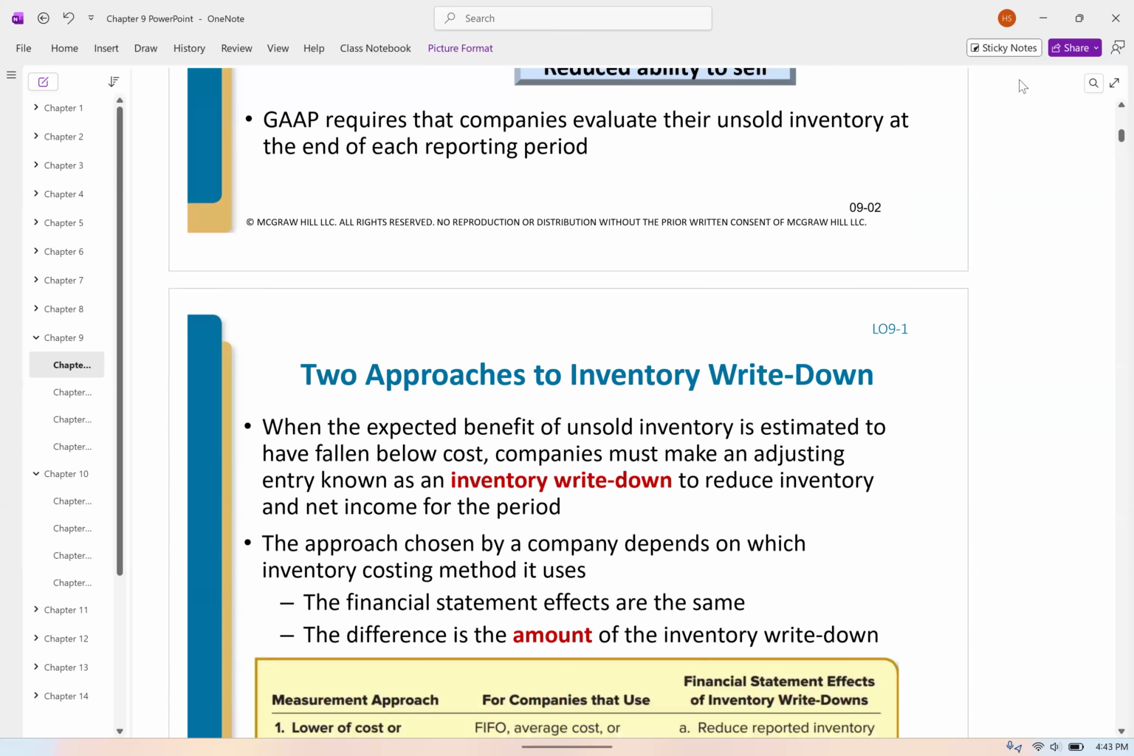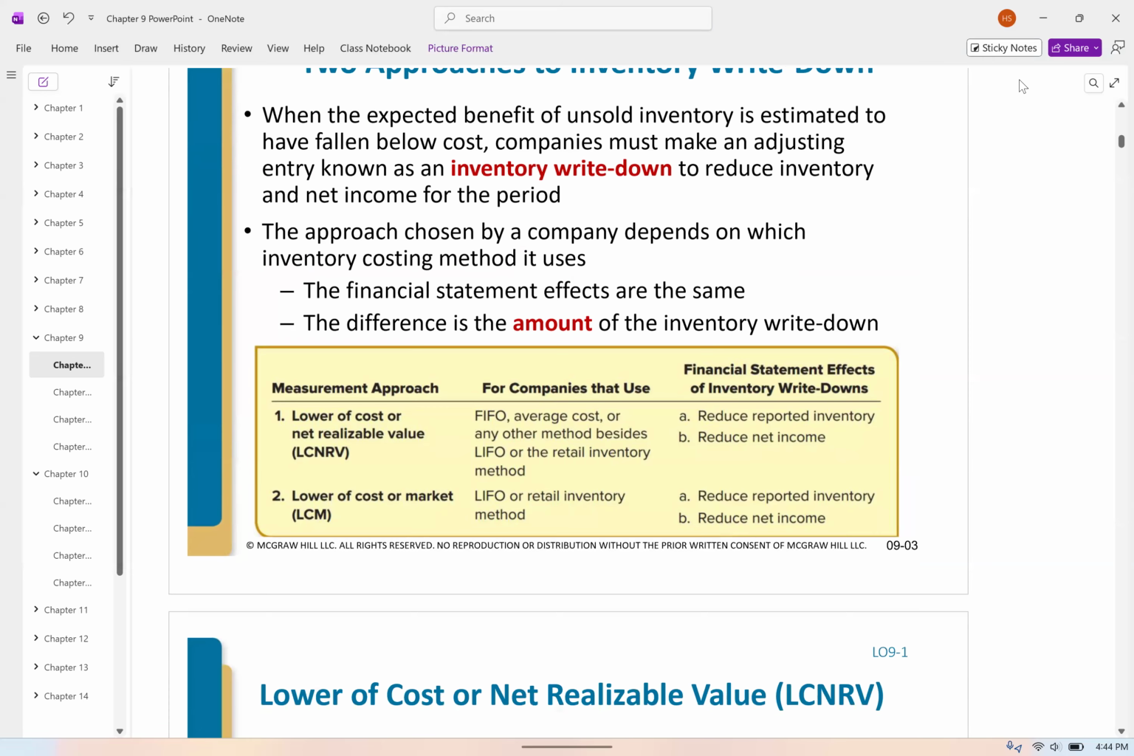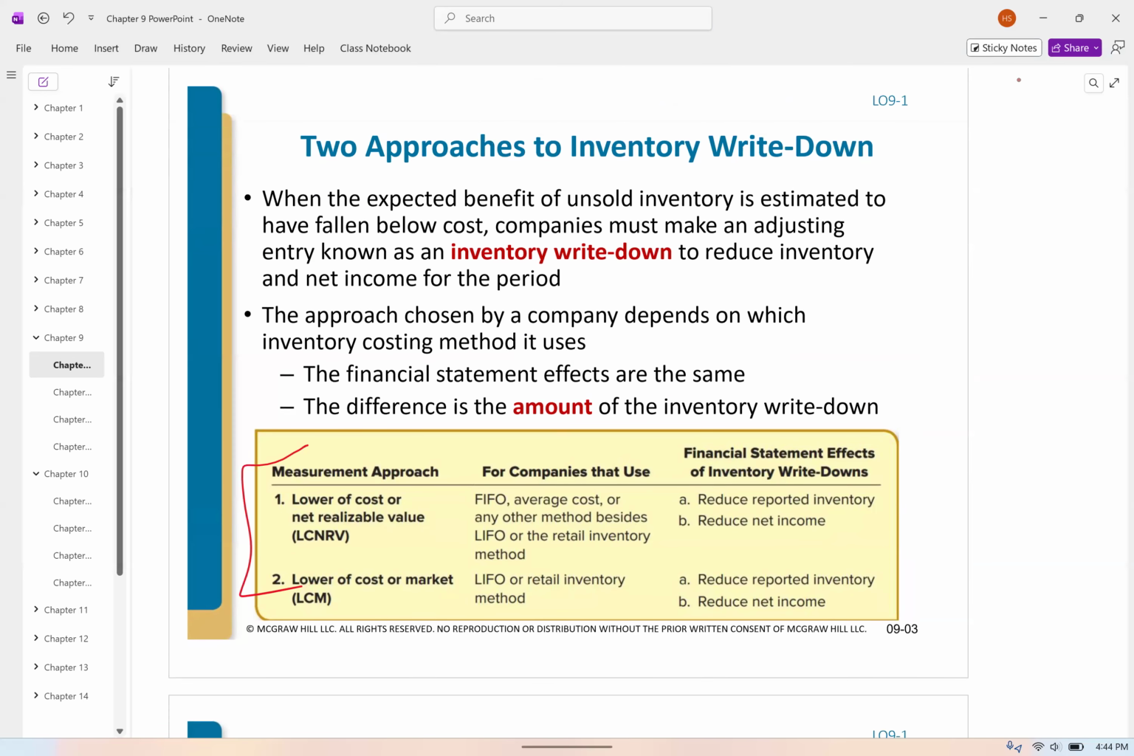So we're going to look at writing inventory down, because remember conservatism. Conservatism tells us that we need to give the worst case scenario when it comes to inventory. We have two approaches right here. We are going to go through an example of both of them, and you have some homework problems also to do that will help reinforce that.